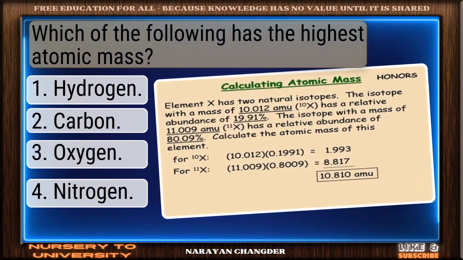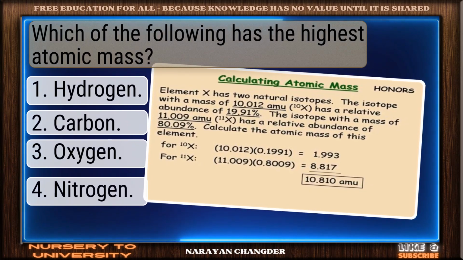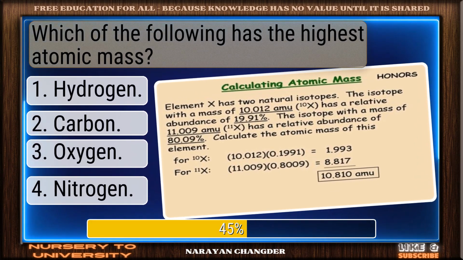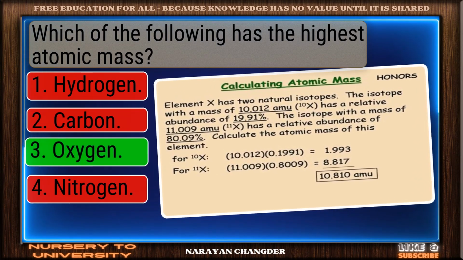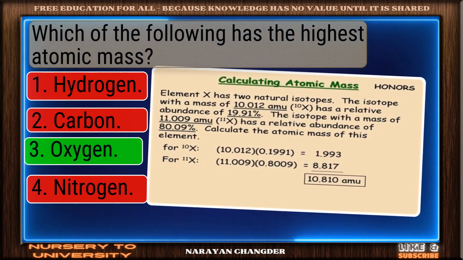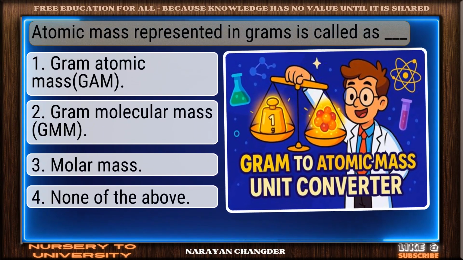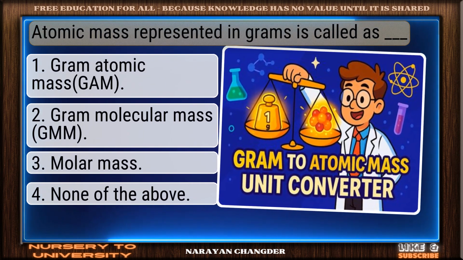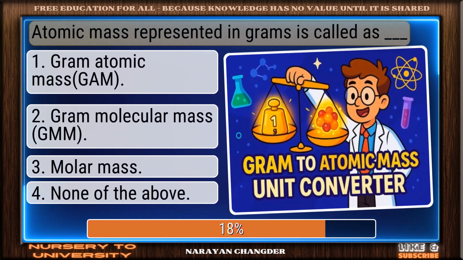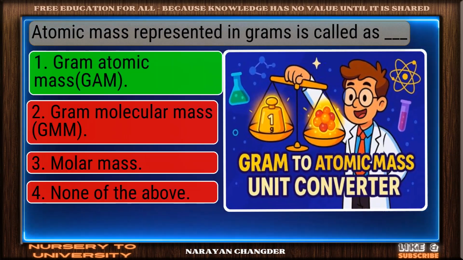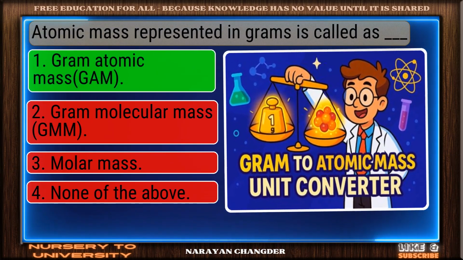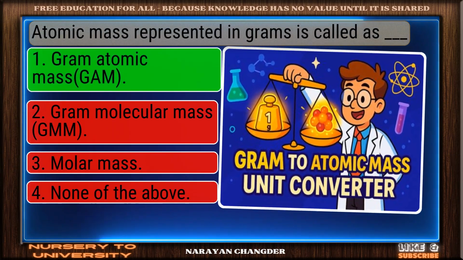Question number 138. Which of the following has the highest atomic mass? Excellent choice. Oxygen is the right answer. Question number 139. Atomic mass represented in grams is called as dash. Great job. Gram atomic mass is the accurate answer.